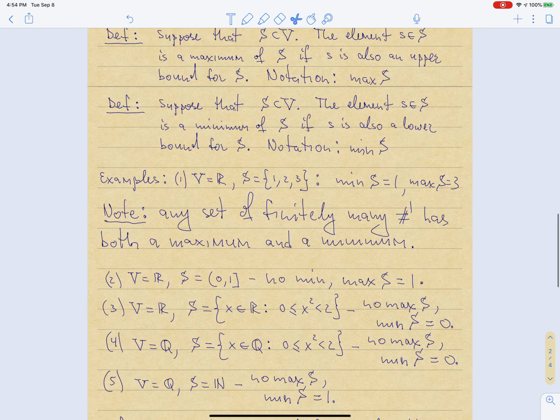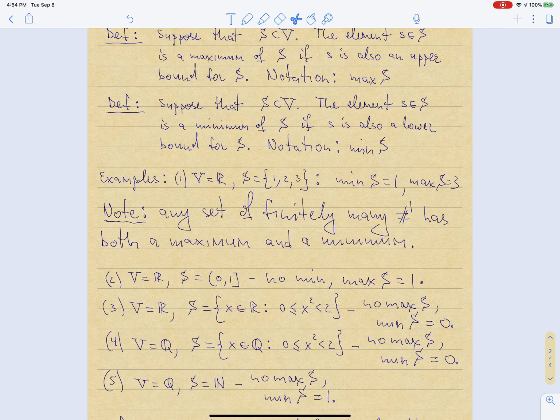Once again, we'll look at the same examples as before. If I take a set that consists of just 1, 2, and 3, then clearly 1 is a minimum, maximum is 3. And in principle, something to realize is that whenever I have a set of finitely many numbers, there is always a largest number, always a smallest number. So any finite set will always have a maximum element and a minimum element. That's not going to be true for infinite sets.